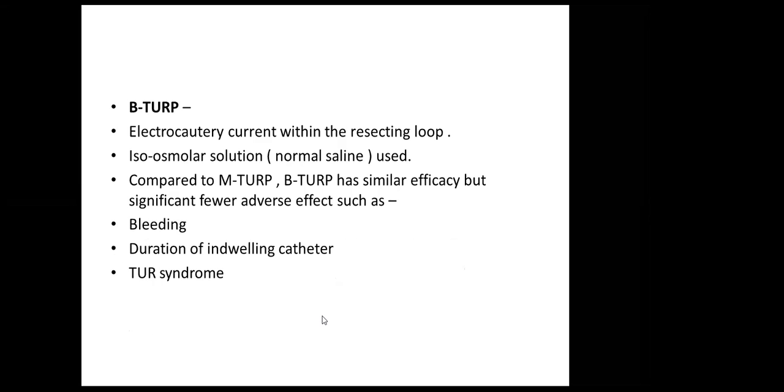Next, it is a bipolar transurethral resection of prostate. Here, it is similar to the monopolar TURP, but the electrocautery current passes within the resecting loop. So there is a use of isoosmolar solutions such as normal saline. Compared to MTURP, BTURP has similar efficacy, but with significantly fewer adverse effects such as bleeding, duration of indwelling catheter time, and TURP syndrome.